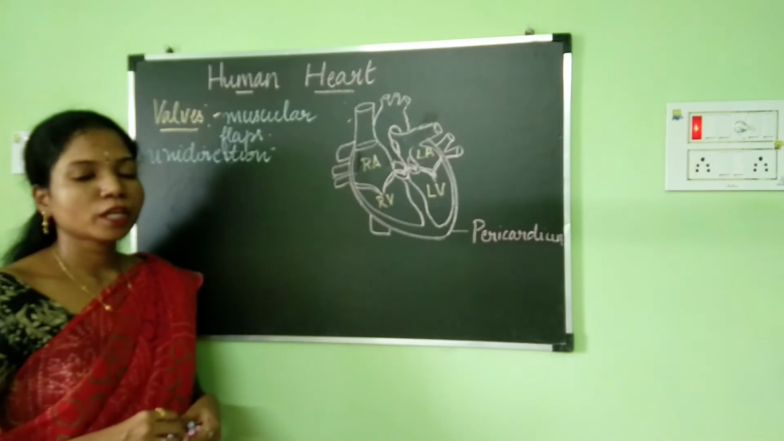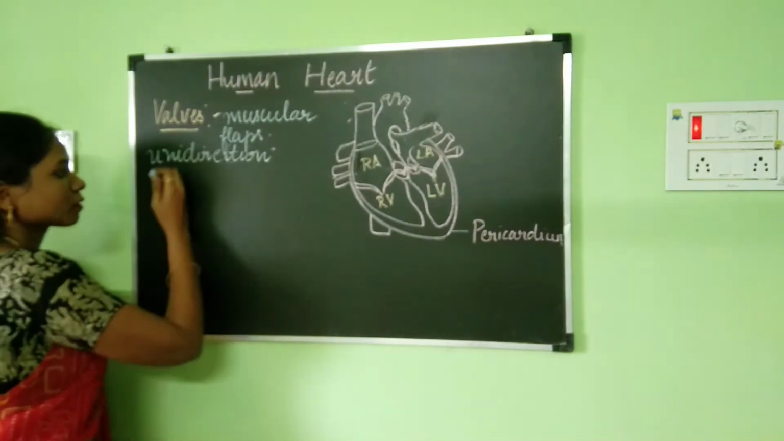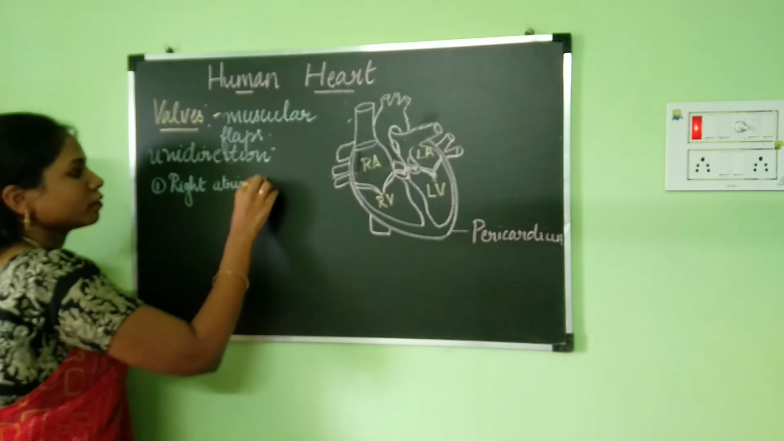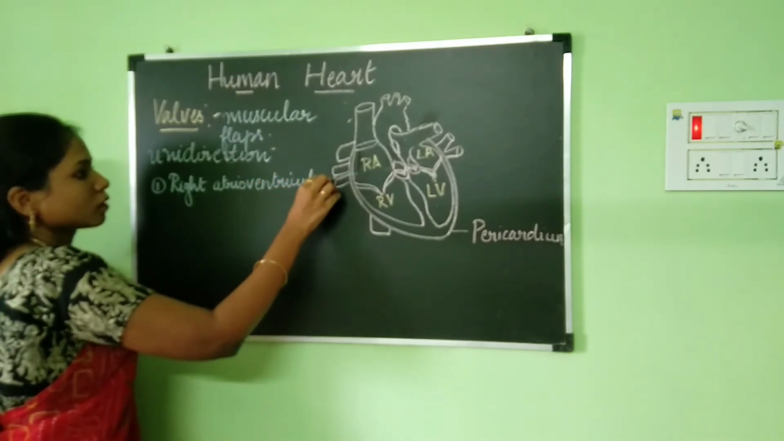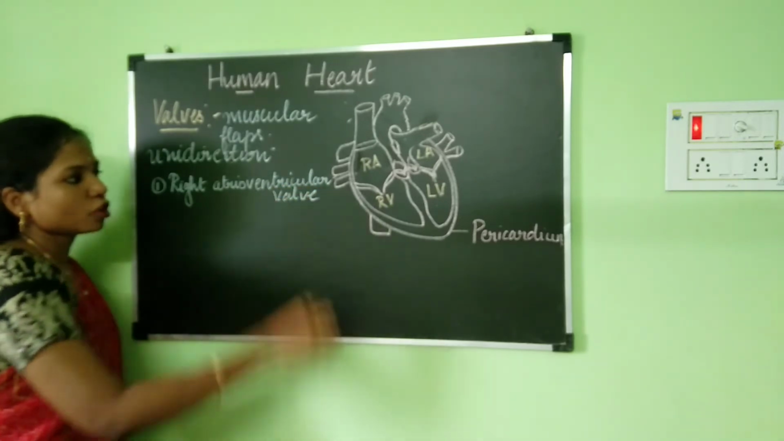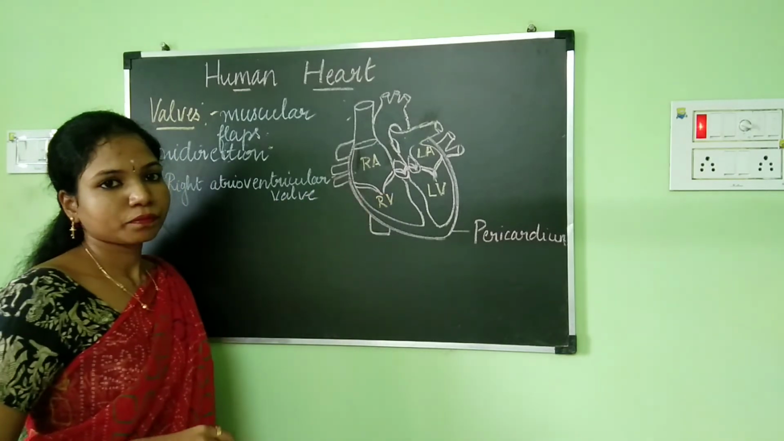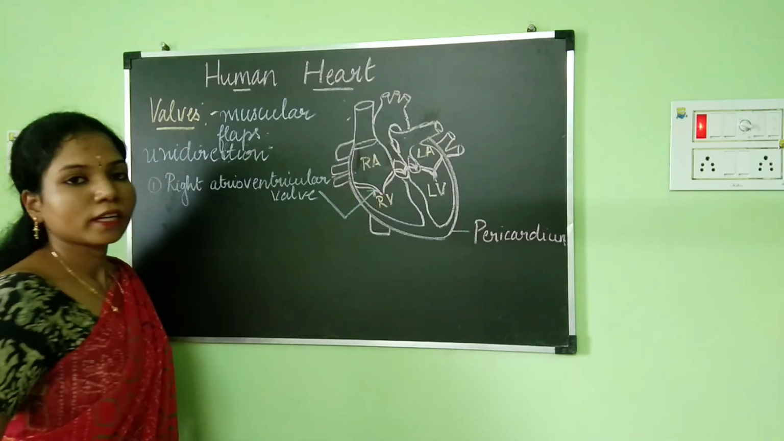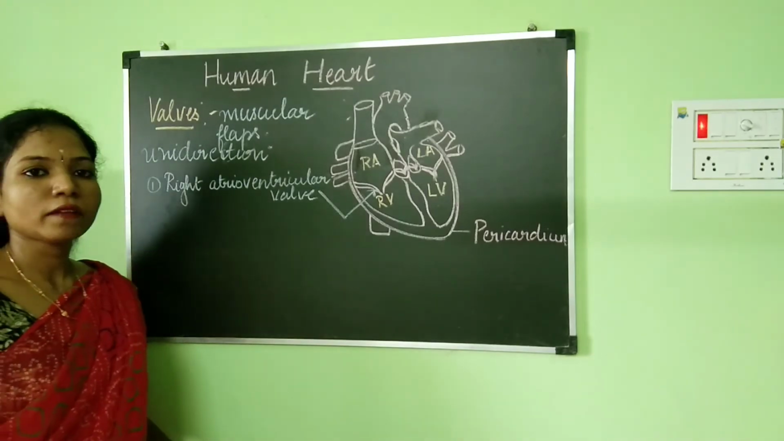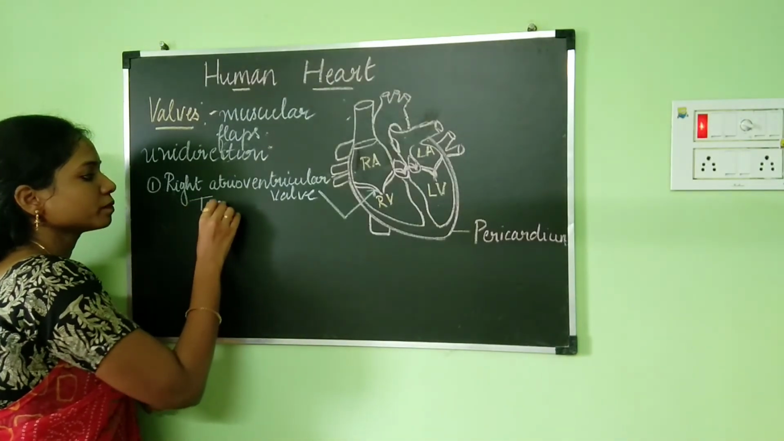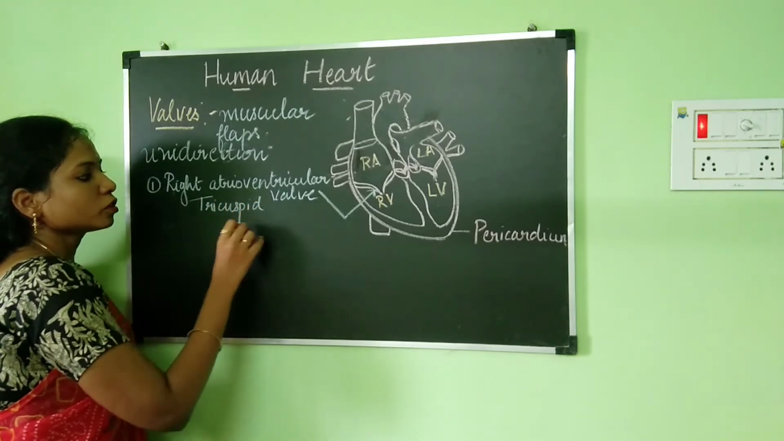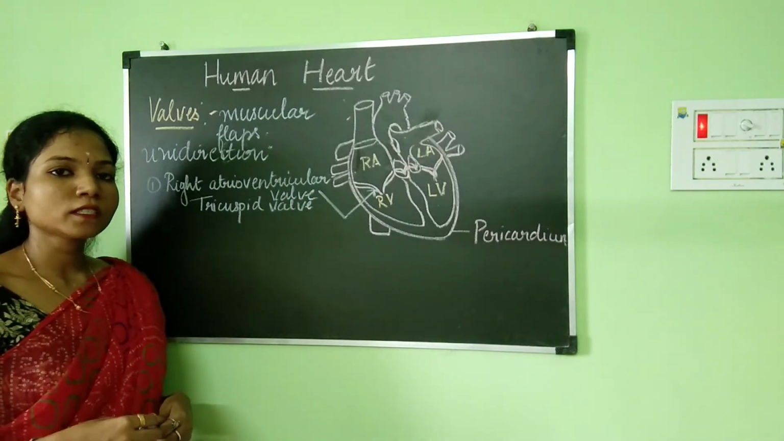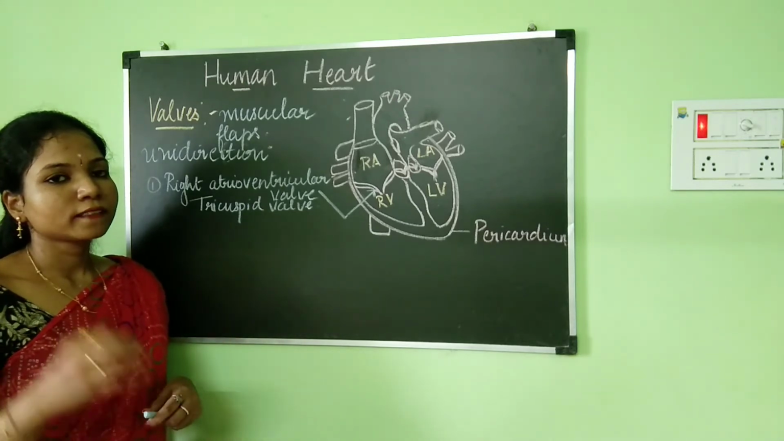So there are three types of valves present in the human heart. The first valve is the right atrioventricular valve. It is present on the right side of the heart. What you are seeing here is only the right atrioventricular valve. It is also known as the tricuspid valve, because it has 3 flaps.